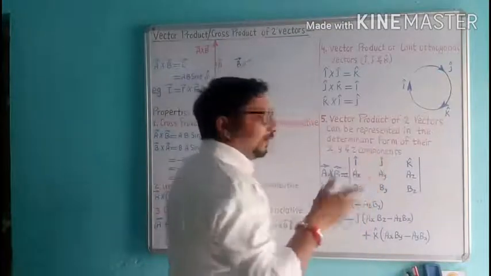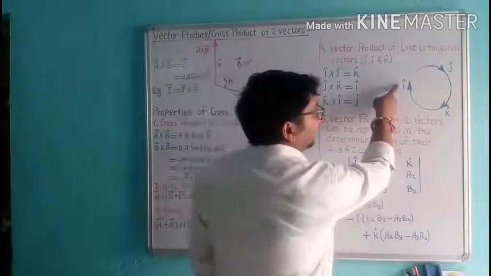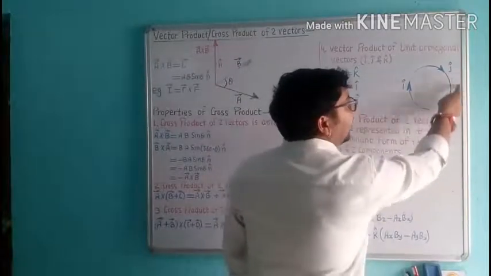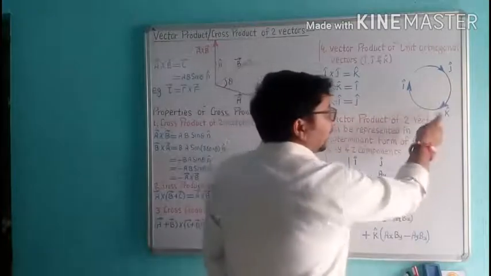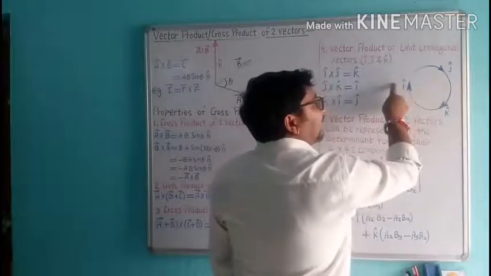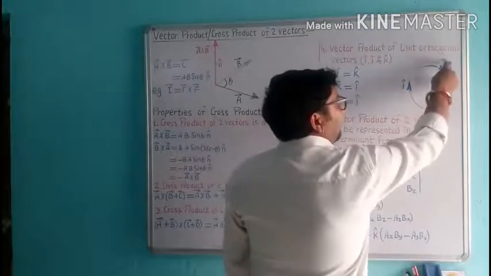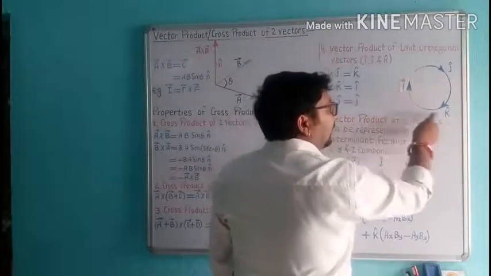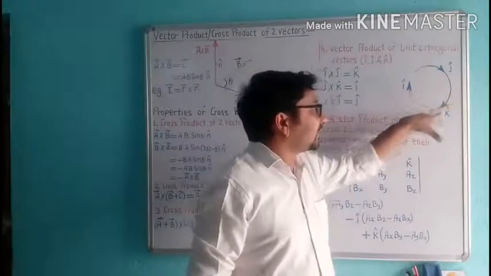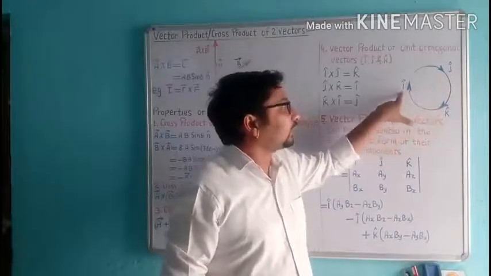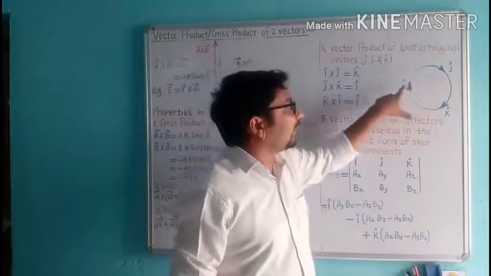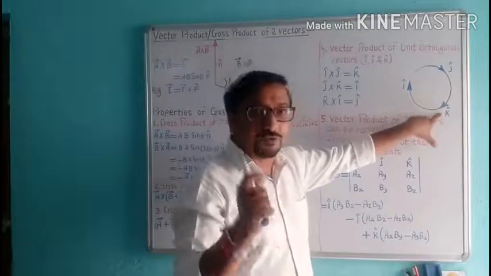If we reverse the direction, that is I cap cross K cap, then it will be minus J cap. K cap cross J cap will be minus I cap. J cap cross I cap will be minus K cap. So in one direction, in clockwise direction, the vector product of unit orthogonal vectors gives a positive unit orthogonal vector.